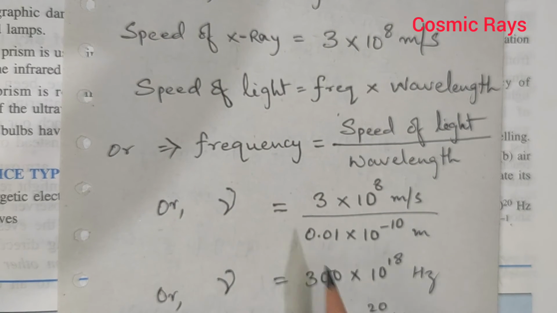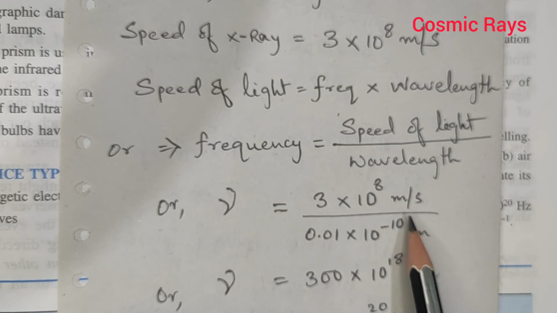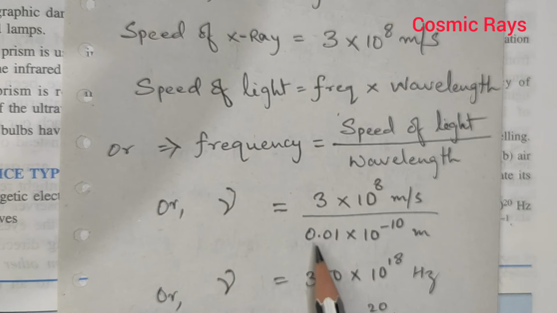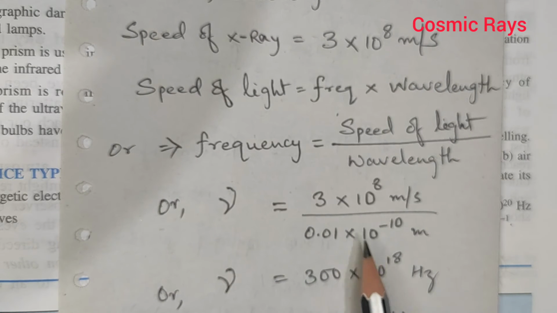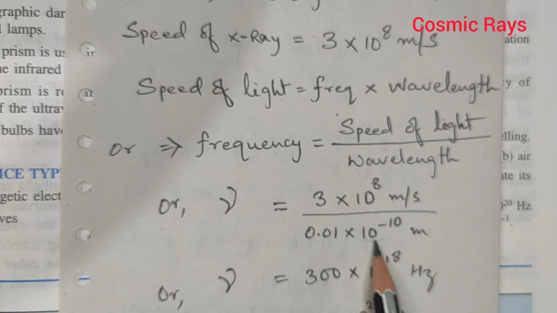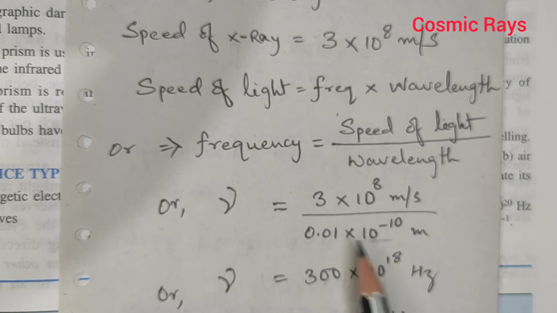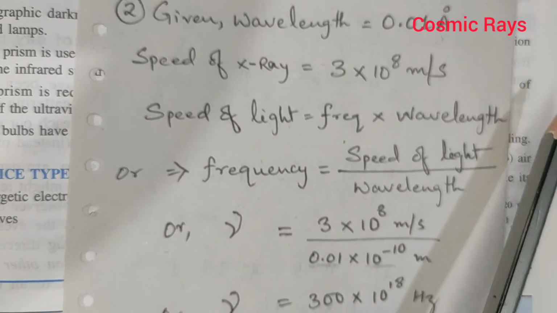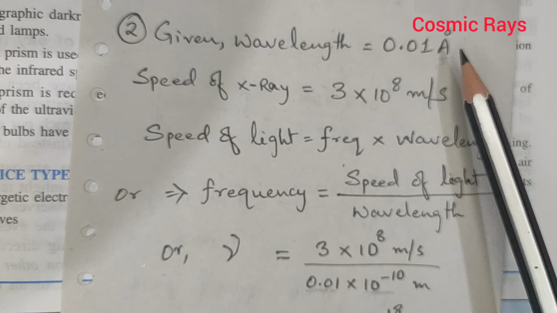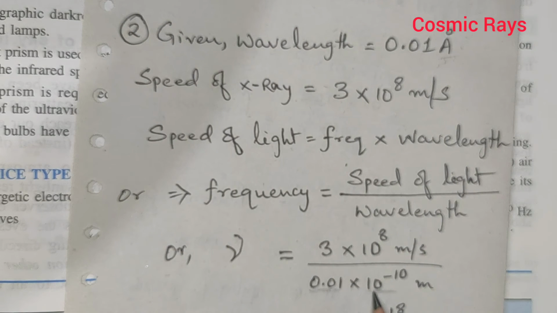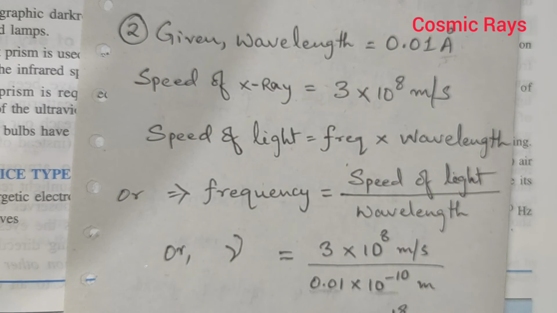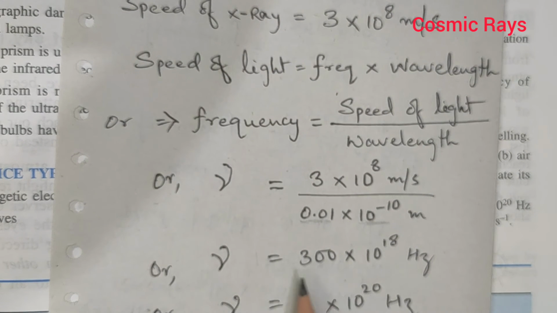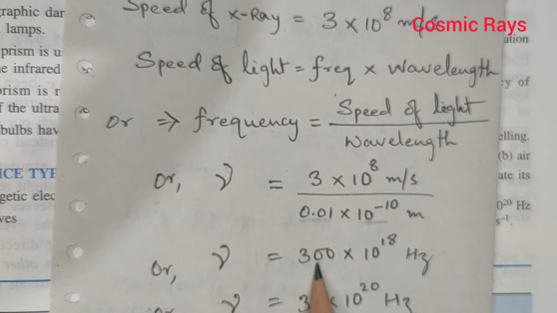We have the values. We put the value of speed of light, that is 3 into 10 raised to the power 8 meter per second, divided by the wavelength, that is 0.01 multiplied by 10 raised to the power minus 10. So why did we multiply here with 10 raised to the power minus 10? Because the wavelength which is given to us is in angstrom. So to convert it to meters we have to multiply it with 10 raised to the power minus 10. So after doing the calculation, the frequency is 300 multiplied by 10 raised to the power 18.